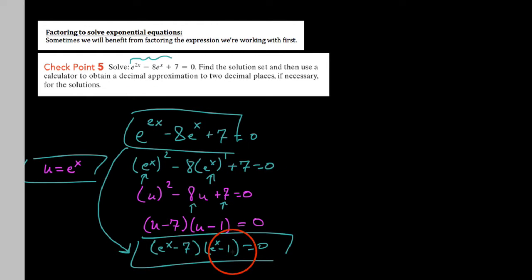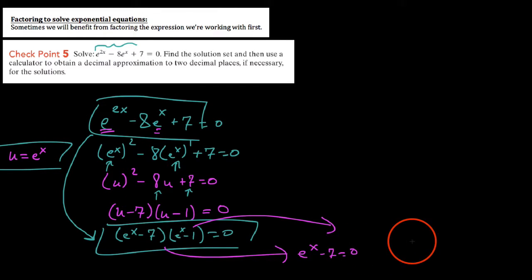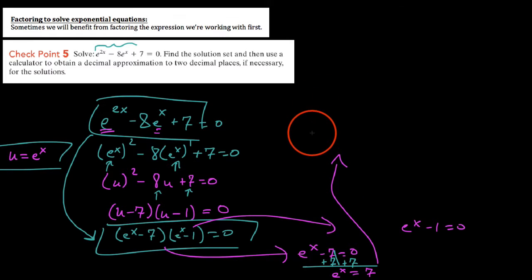Because this times this equals 0, since we couldn't isolate the exponential base before because we had two different bases, now what we can do is say that either e to the x minus 7 equals 0 or e to the x minus 1 equals 0. Solving these, I'd add 7 to both sides. We get e to the x equals a positive 7. Then we'll take the natural log of both sides, so we get the ln of e to the x equals the ln of 7, which these cancel and just leave us x equals the ln of 7.